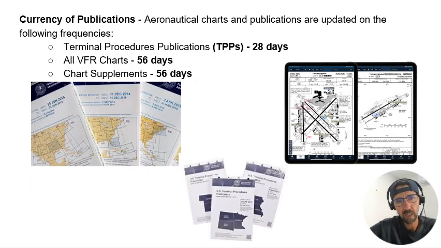Currency and publication of aeronautical charts, terminal procedure publications, TPPs, every 28 days. All VFR sectional charts are updated every 56 days, and chart supplements are every 56 days. If you have your electronic flight bag and you're staying up to speed on your updates, all you have to do is press a button, boop, and you get it. Just be glad you're not in the old days.